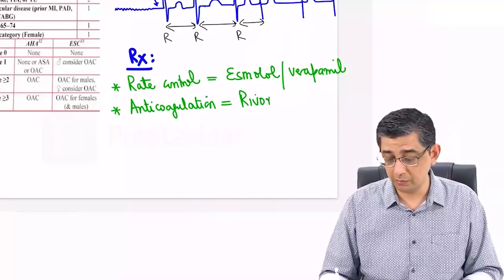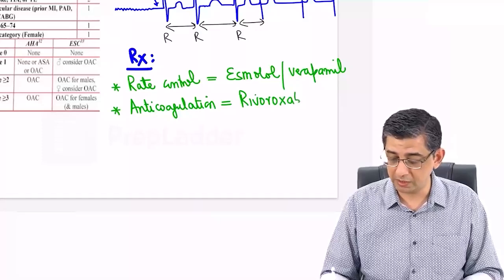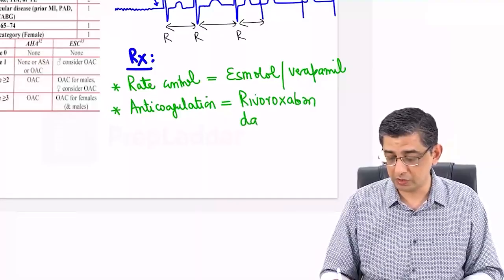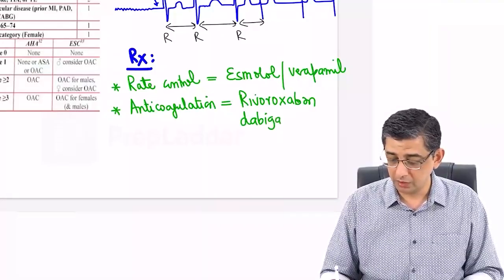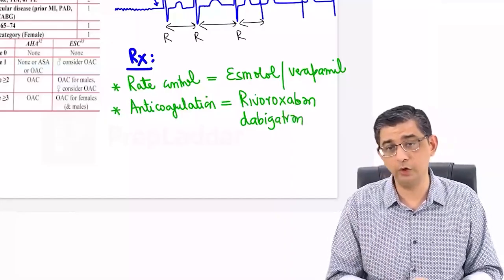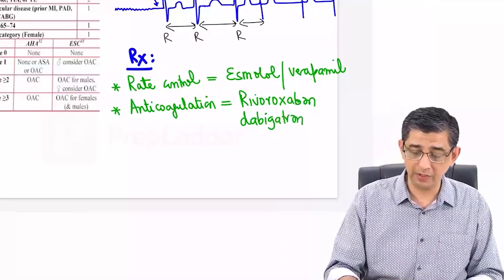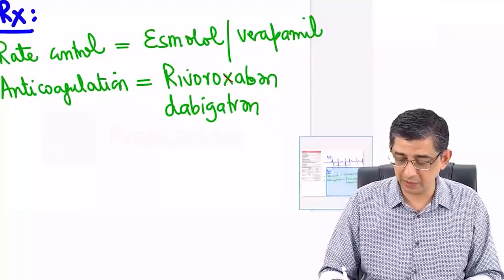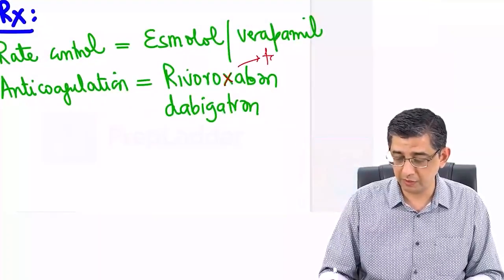So the drugs which are available are novel oral anticoagulants, that is NOAC. The novel oral anticoagulants are rivaroxaban and dabigatran. They love to ask about these drugs and their mechanism of action in your exam, so you need to be rock solid with that. For example, I'll just highlight before you that rivaroxaban has an alphabet X present here, so this is going to be a factor 10 inhibitor.